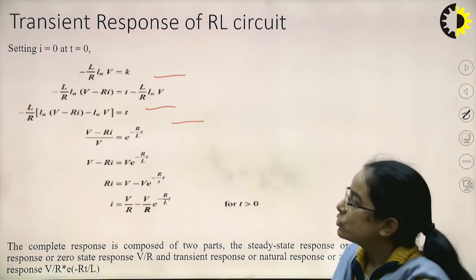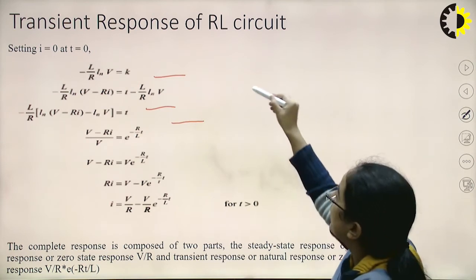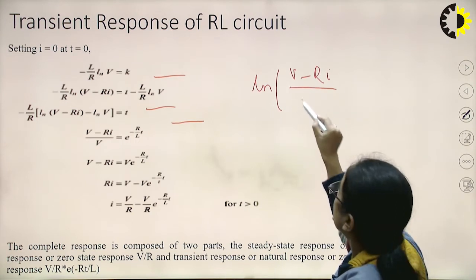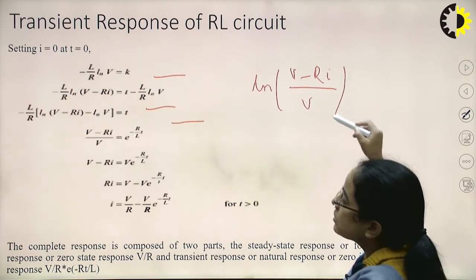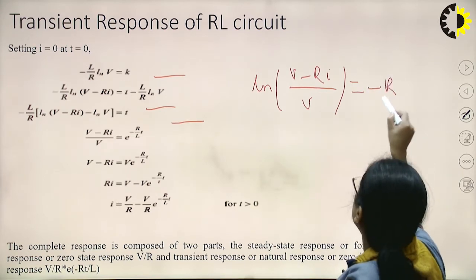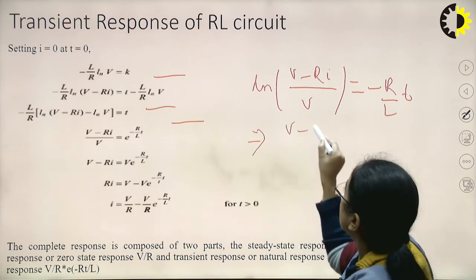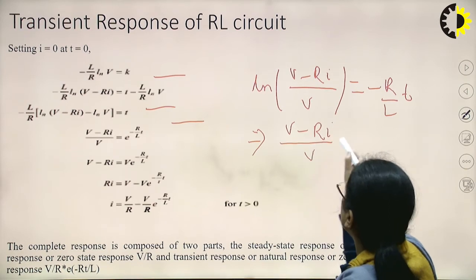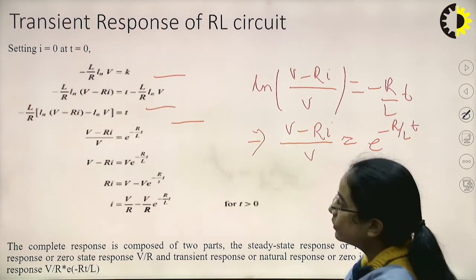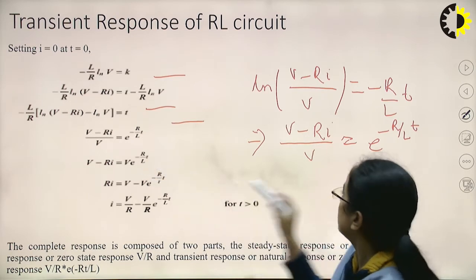By using the logarithmic property, we can now write this as ln of V minus Ri divided by V equal to minus R by L into t, since minus L by R comes to the right hand side as minus R by L. Now simply we can write this as V minus Ri by V equal to e to the power minus R by L into t. So now it will be V minus, and this V will be multiplied.